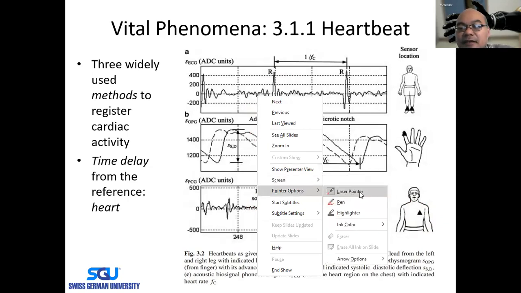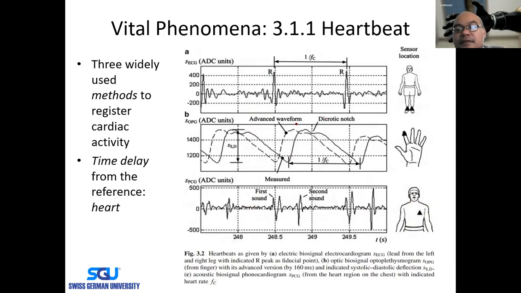From the heart, the first one is the contraction, pumping blood to the two circulatory systems, and then the relaxation. So this is represented by the first sound and the second sound. If you want to measure the heartbeat rate, it is between the first sound and the next first sound, or alternatively, we can also measure between the second sounds. The distance is 1 over FC. This is 1 over FC.